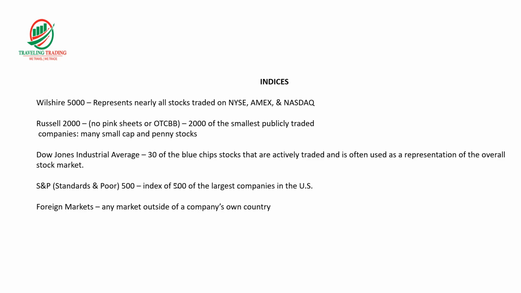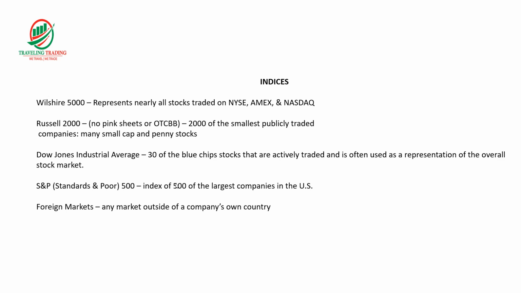Indices, you don't really have to worry about, but these are the things that kind of predict the overall market and how it is. So there's the Wilshire 5000 that represents nearly all stocks on the New York Stock Exchange, the American Stock Exchange, and the Nasdaq, the top companies. Then there's the Russell 2000. There's no pink sheets or OTC bulletin boards and junk like that on there, but these are 2,000 of the smallest publicly traded companies. Many small cap and penny stock companies are on there.